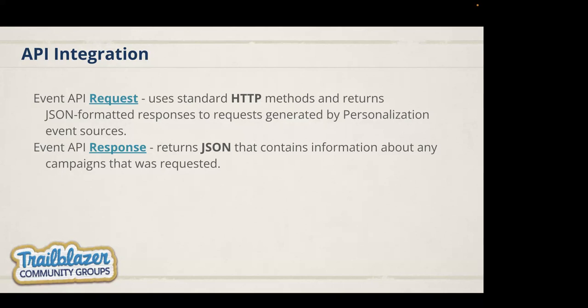So when it's a request, it means that the personalization tool requests some data from a tool that lies somewhere not related or connected to personalization. It's a separate tool, a separate platform. When it's an event API response, it means that personalization responds to some third-party system with some data. It returns a JSON formatted response that contains information about campaigns and personalization that was requested. So responses are normally done when a site tool requests personalization to deliver content.